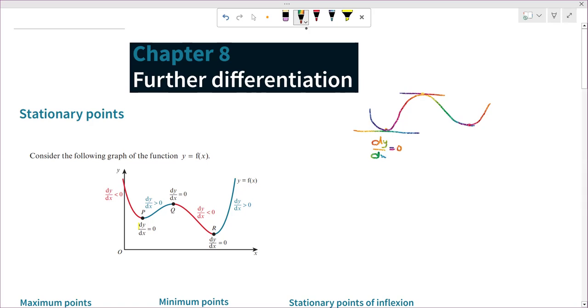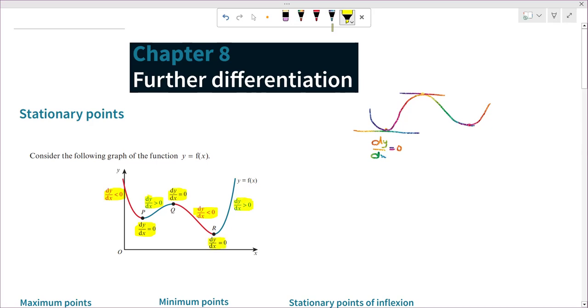If you observe this diagram, the red one is decreasing and the blue one is increasing. If it is decreasing, dy by dx is less than 0. At the turning point, dy by dx is 0. Increasing, dy by dx is greater than 0. It is a turning point, dy by dx is 0. Again decreasing. Again, this stationary point, and then it will be increasing.